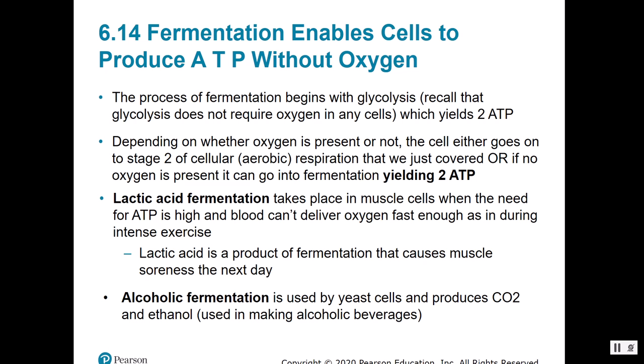Now, after glycolysis, it depends on whether the cell has oxygen or not. If the cell does have oxygen, it's going to go on to stage 2 of cellular aerobic respiration that we just talked about in the first 2 videos, or if there's no oxygen present, it's going to go into fermentation and yield 2 ATP. So that's the energy yield for fermentation. So you can obviously see we get a whole bunch more with cell respiration, aerobic with oxygen, than we do with fermentation.